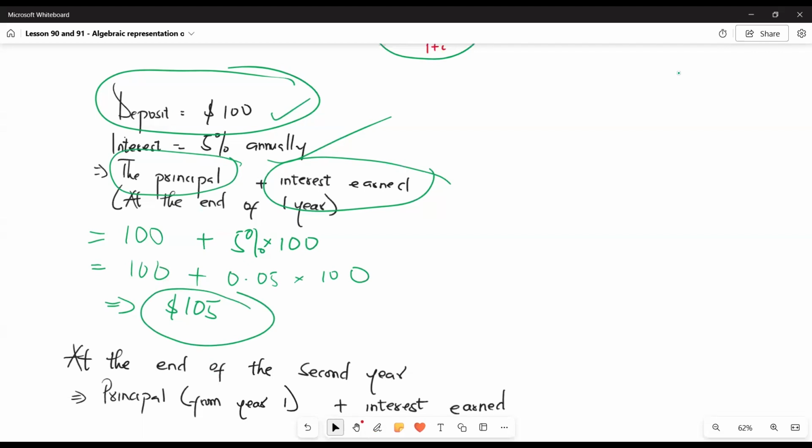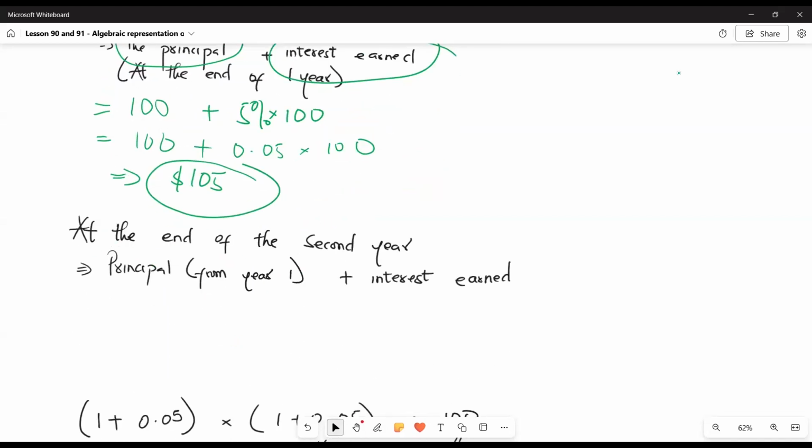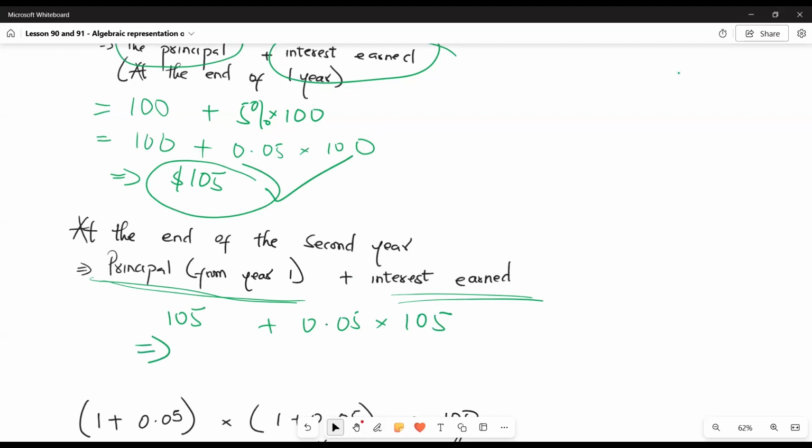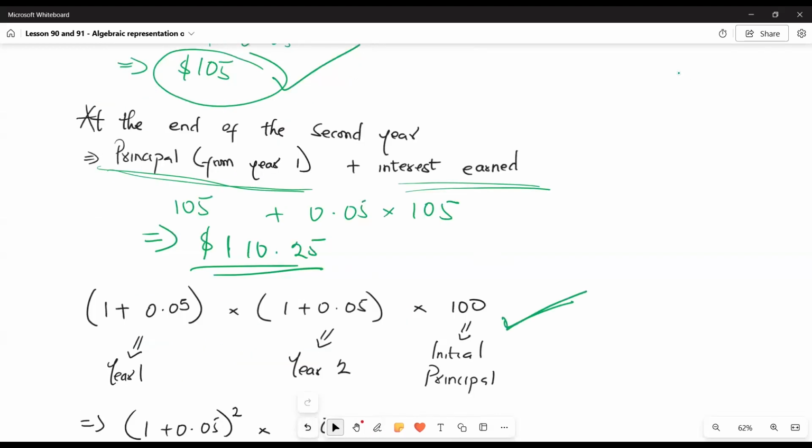Now, if you let the money sit in the account for another year, the amount that you're going to have at the end of the second year is the principal from the first year plus the interest earned. This is 105 from the first year plus 0.05 times that 105. So at the end of the second year, the amount you invested is going to be worth $110.25.